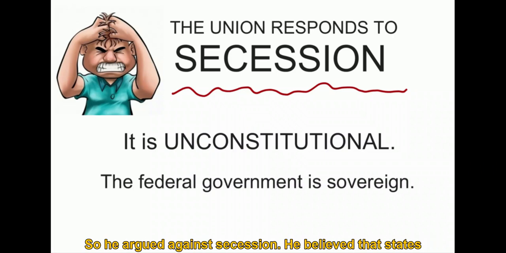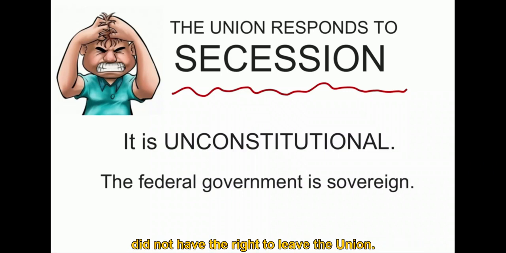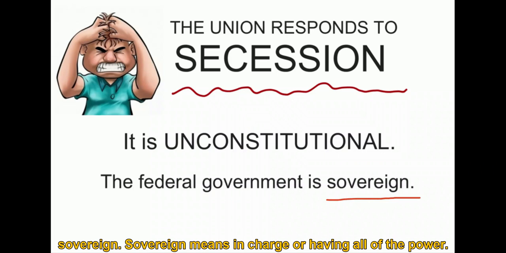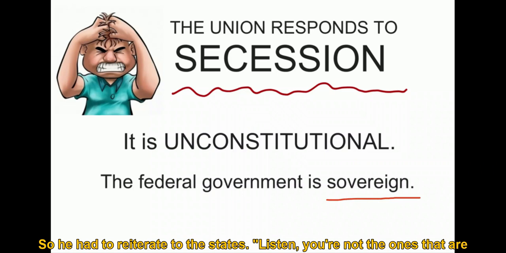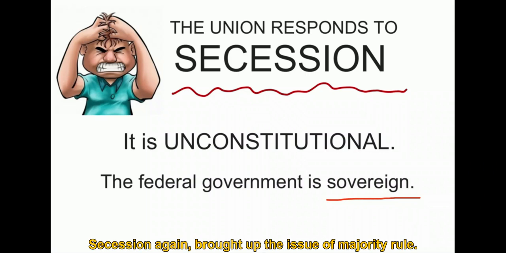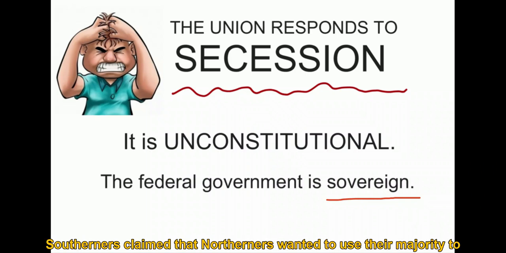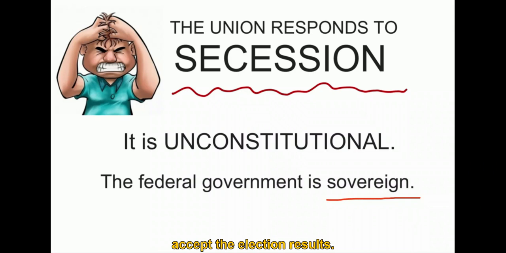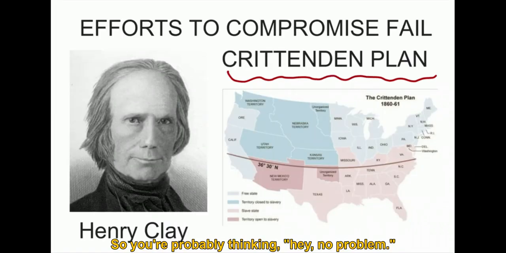So he argued against secession. He believed that states did not have the right to leave the Union. He said that the federal government, not the state governments, was sovereign. Sovereign means in charge or having all of the power. So he had to reiterate to the states, listen, you're not the ones that are truly in charge. It's the federal government that's in charge. Secession, again, brought up the issue of majority rule. Southerners claimed that Northerners wanted to use their majority to abolish slavery, and Northerners claimed that Southerners didn't want to accept the election results.